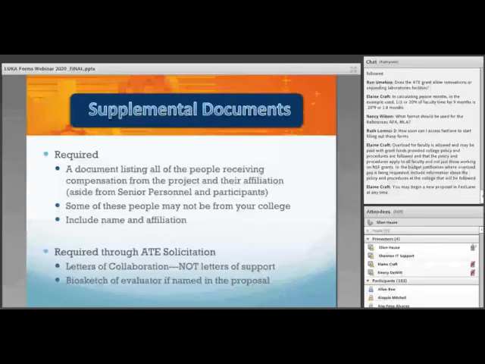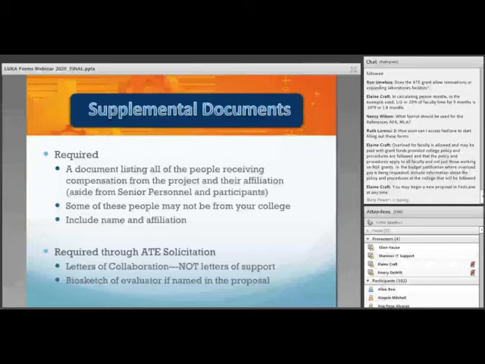Letters of collaboration. So letters of collaboration are required through the ATE program solicitation. So this is a good example where the PAPPG and the ATE program solicitation differ a little bit. In the grant proposal guide, there's a very boilerplate short paragraph that you can use for letters of collaboration, but the ATE program solicitation requires actual letters and really wants to ensure that they are demonstrating collaboration and commitment.